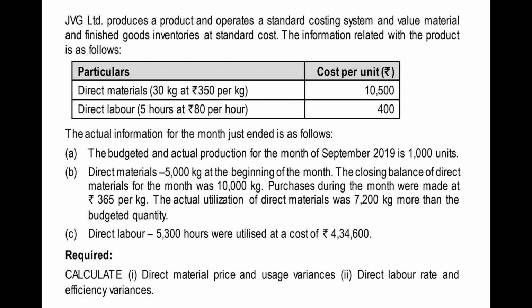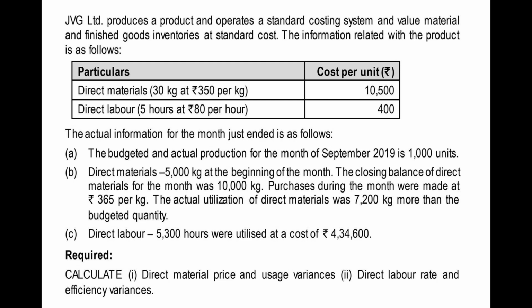The direct material standard rate is rupees 350. For making a final product, we need 30 kg. The standard rate given in the problem is 350, so the cost per unit will be 10,500. Direct labor: 5 hours are required for completing one final product. Each hour, the labor should be paid at the rate of 80 as per standard. The cost per unit given in the problem is 400.